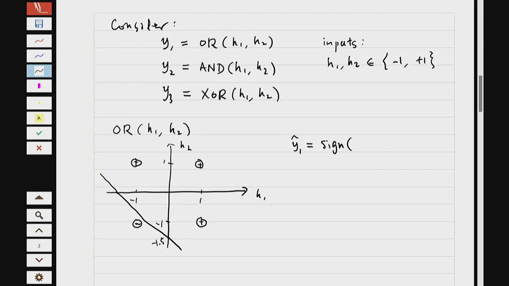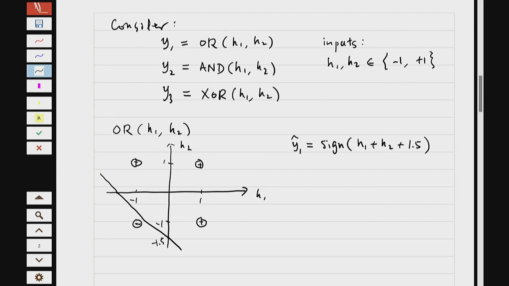Sign of, this line would be, well, this is 45 degrees, so the slope is 45 degrees, and it's a 1, 1 for the weight. That's good enough, so H1 plus H2. What is the intercept? The intercept is -1.5, so therefore it's plus 1.5. This is the line: H1 plus H2 plus 1.5 equals 0. When I take the sign, I know that this side will be plus, that side is minus.